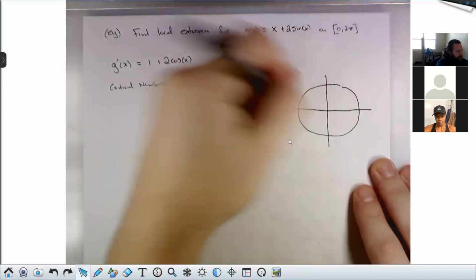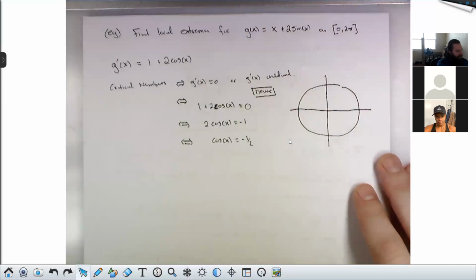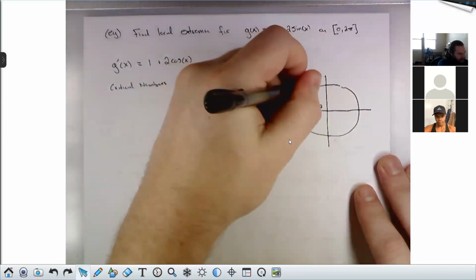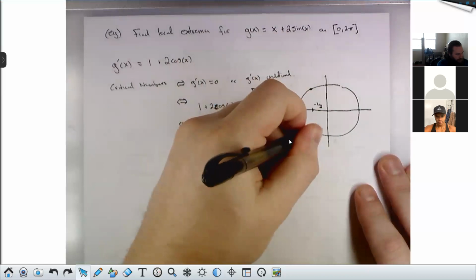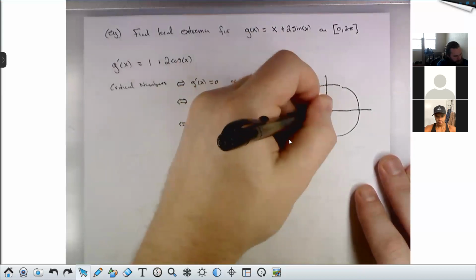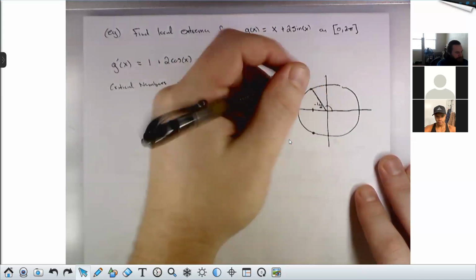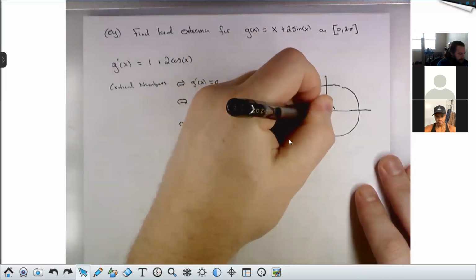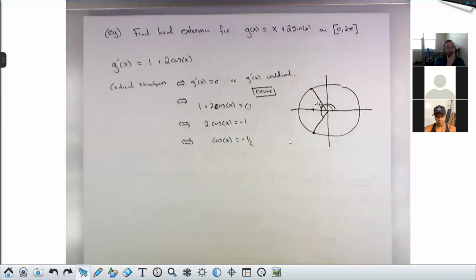So here's my unit circle. Cosine being -1/2 corresponds to the x value on the unit circle being -1/2. So I'm looking at these 2 points here, which correspond to these angles. So this point up here is -1/2 comma √3/2, and it occurs at the angle 2 pi over 3.